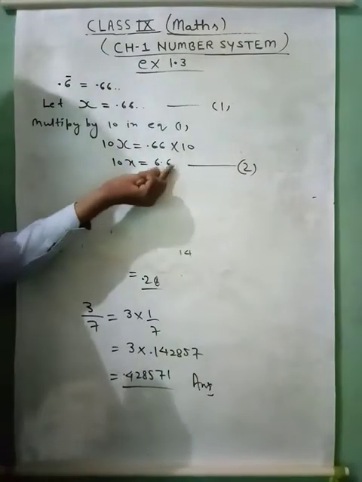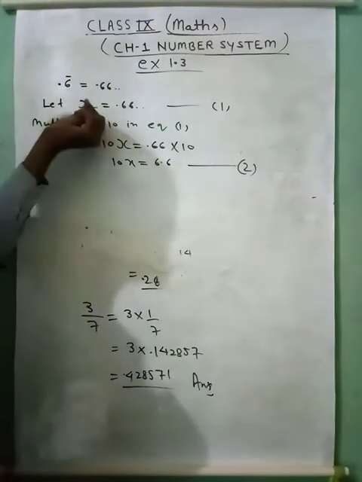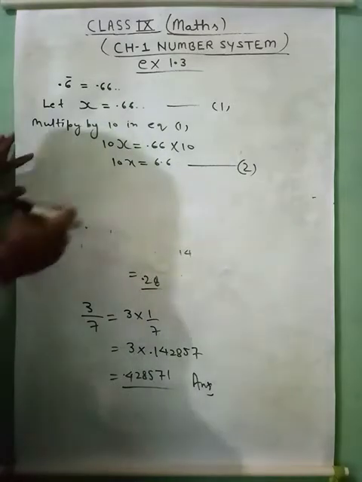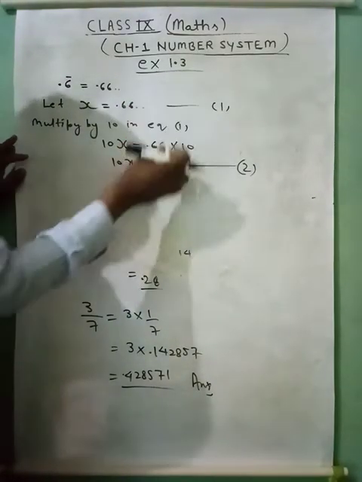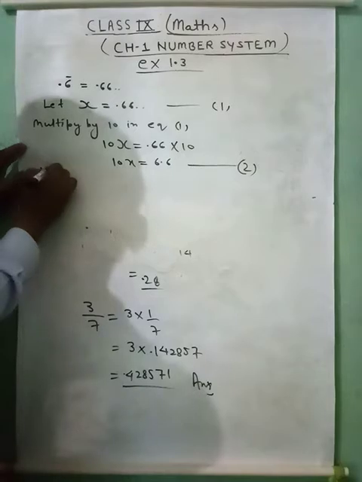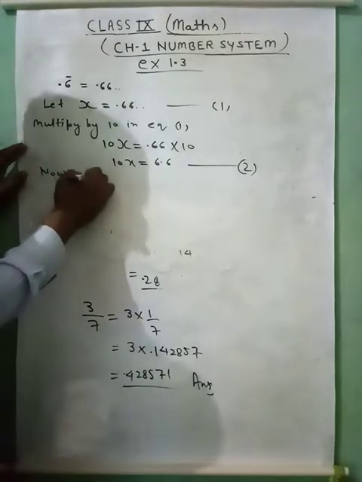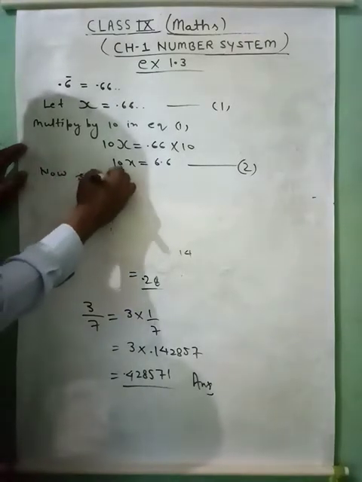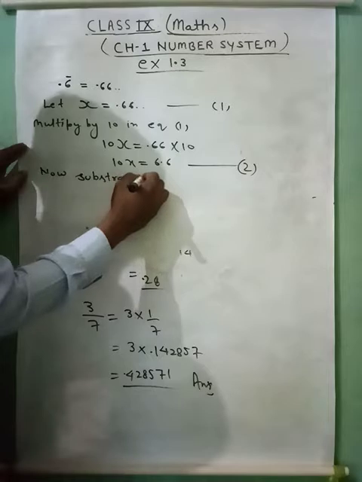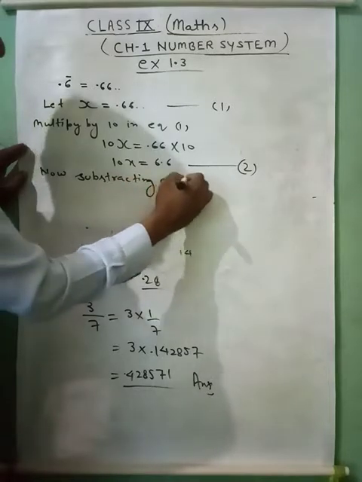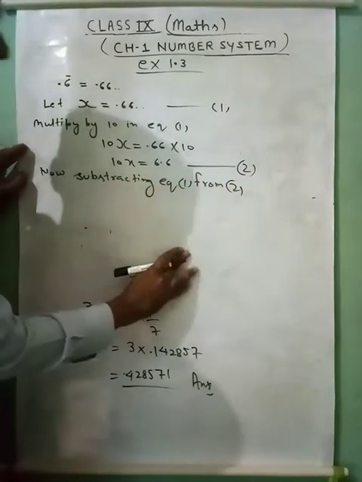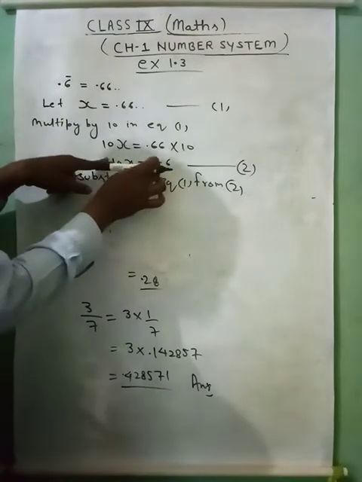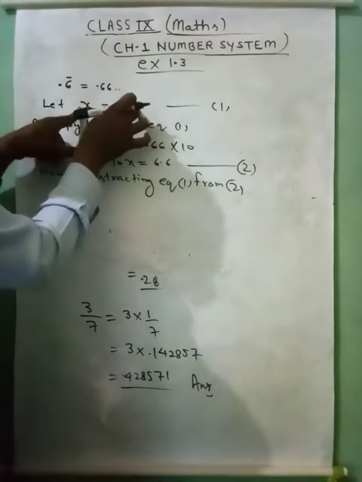So 10x is equal to 6.6 and x is equal to 0.66. After doing this, you have to subtract equation first from second. Now subtracting equation first from second. So this is equation second and this is equation first.